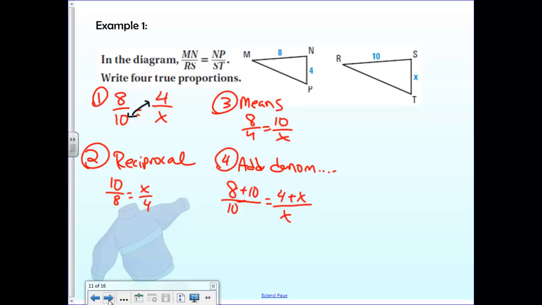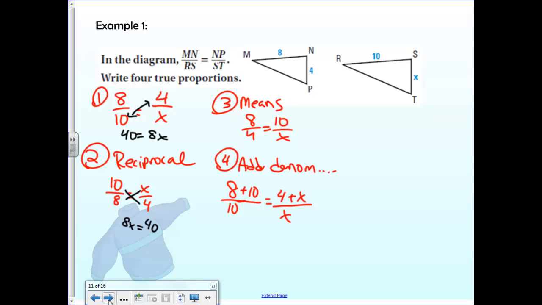All 4 of these are the same. Watch what happens. Well, how do we solve this, first of all? Cross multiply, right? 10 times 4 is 40. 8 times X is 8X. When we solve, X is 5, right? Look here. What's 8 times X? 8X. 10 times 4, 40. X equals 5 again, right?